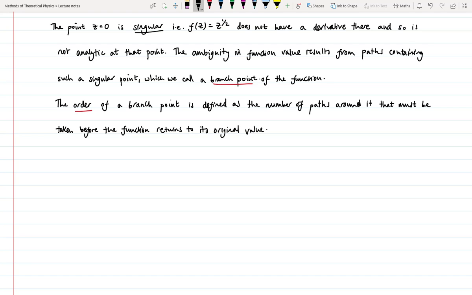The order of a branch point is defined as the number of paths around it that must be taken before the function returns to its original value. And we saw an example of this just now, that for z to the half, we had to make 2 full circuits to return to the branch we started on, and therefore we say that z equals 0 is a branch point of order 2.